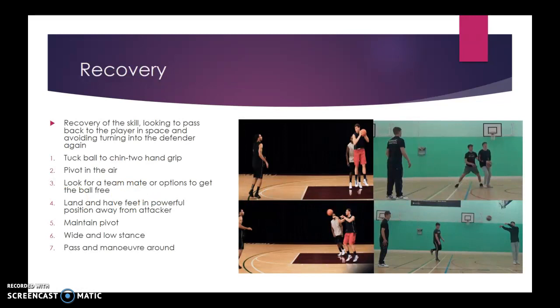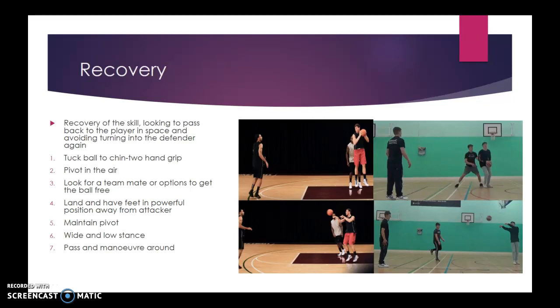The final stage is a recovery stage. With this comes the part where the player is landing and is deciding what to do with the ball. To start off with, the player is tucking the ball into the chin, and with a two-hand grip, they will begin to pivot around in the air slowly to divert away from the attacker and return back to him. This creates a blockage from the attacker to the ball. It will never turn towards the player, as the attacker will be able to steal the ball easily.